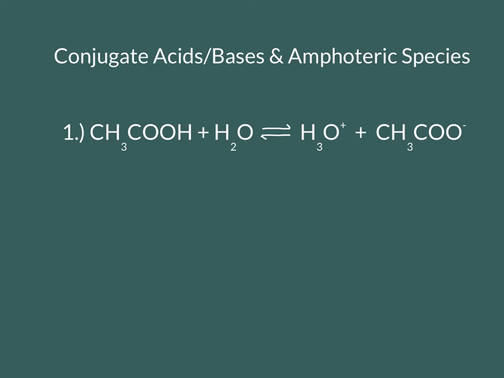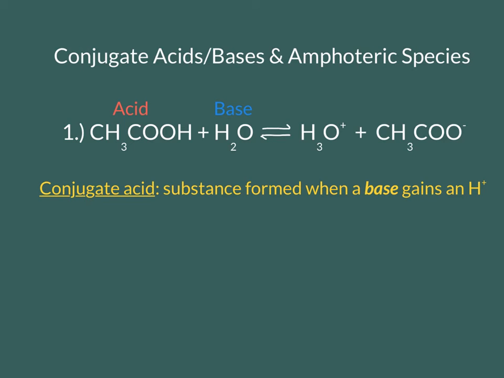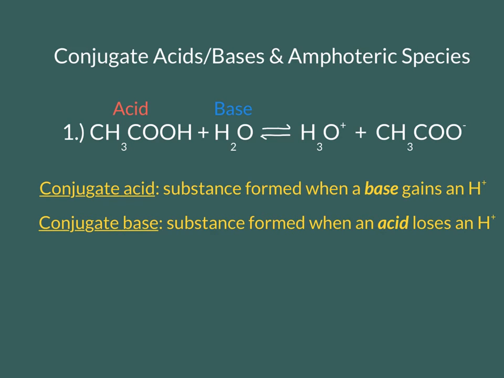So for this reaction, take a moment and identify your acids and your bases, your proton donors and your proton acceptors. Hopefully you worked out CH3COOH, or acetic acid, to be your Brønsted-Lowry acid and water to be your base. By definition, a conjugate acid is a substance formed when a base gains a hydrogen ion, and a conjugate base is a substance formed after an acid loses a hydrogen ion.